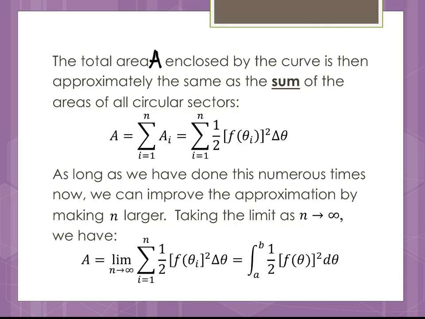And if we do this numerous times, that is, if we take the limit as the size of the angle measure gets infinitely small, then we have the limit as n goes to infinity of the sum from i equals 1 to n of that measurement, and that is the integral from a to b of 1/2 f of theta squared d theta. And again, that f of theta is squared because we're talking about a radius, right? This is the radius that we're squaring, and it's this idea of using the area of a circle to do this.